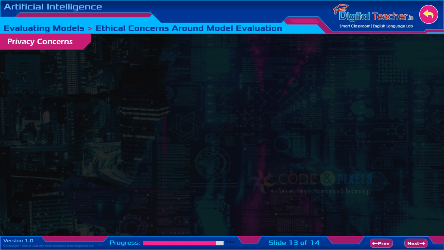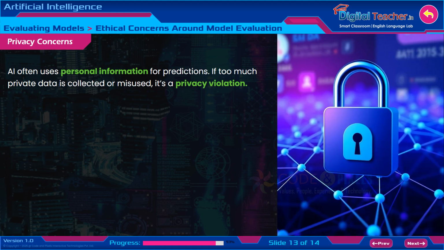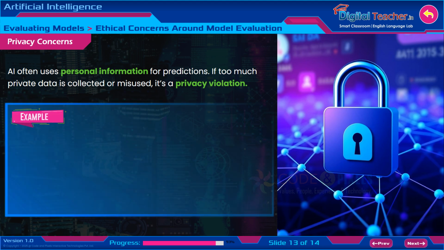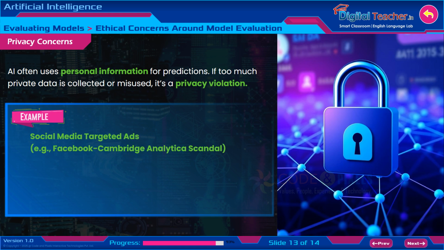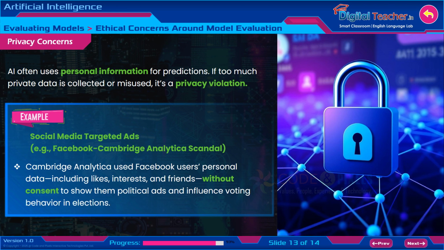Privacy concerns. AI often uses personal information for predictions. If too much private data is collected or misused, it's a privacy violation. Example: social media targeted ads. Cambridge Analytica used Facebook users' personal data including likes, interests, and friends without consent to show them political ads and influence voting behavior in elections.